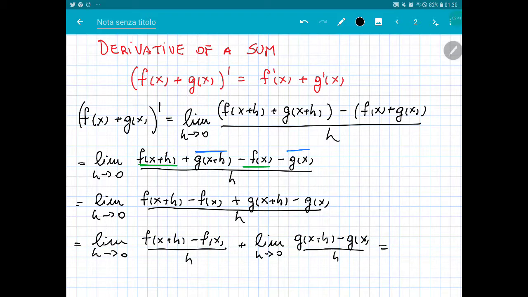But now we know that the first limit is equal to f prime of x. Then I have plus, and the second limit here is g prime of x. And this proves my formula.